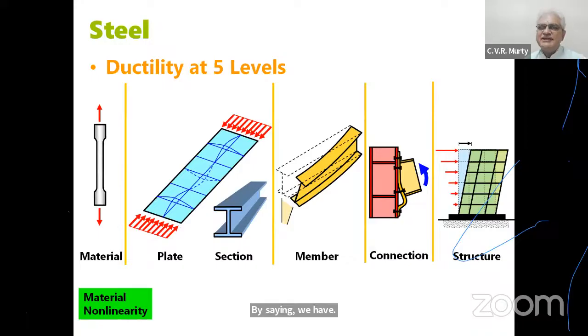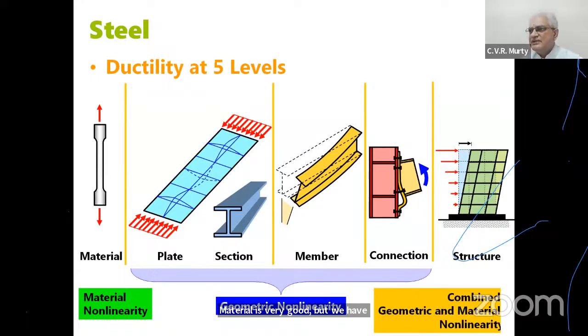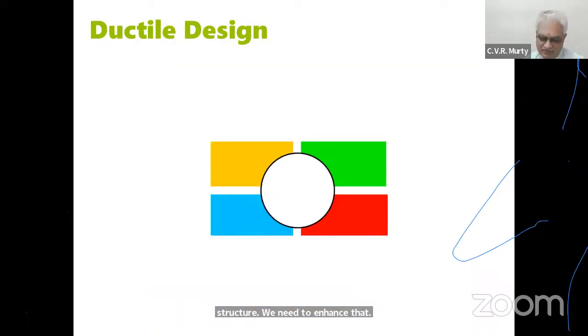We also notice that the material is very good, but we have some actions which are detrimental to overall ductility. And so we are constrained to have combined material and geometric nonlinearity in our structures. Yielding is expected, and so we need to rely on the deformability of the structure. We need to enhance that, and the post-earthquake, post-yield deformation is the most crucial.